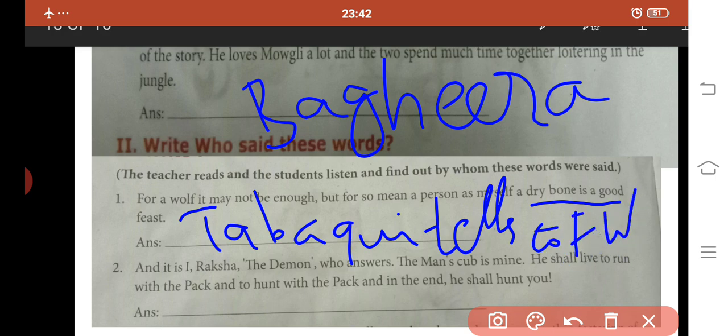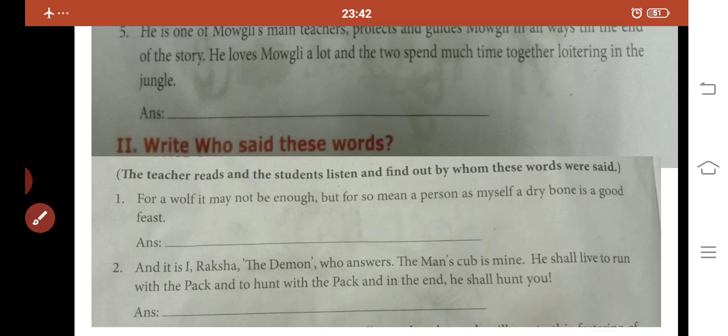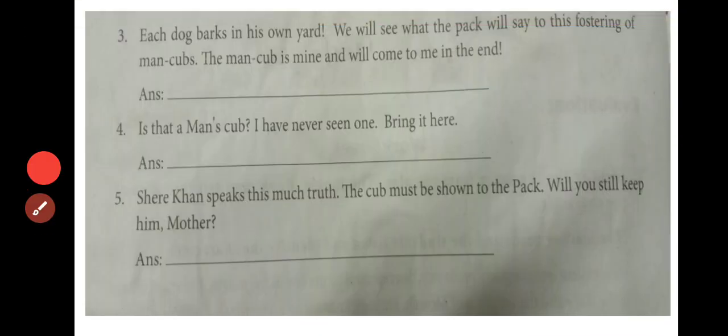"And it is I, Raksha, the demon, who answers, the man's cub is mine. He shall live to run with the pack and to hunt with the pack, and in the end he shall hunt you." Who is Raksha here? Yes, the mother wolf is Raksha. Mother wolf tells these words to Sher Khan.